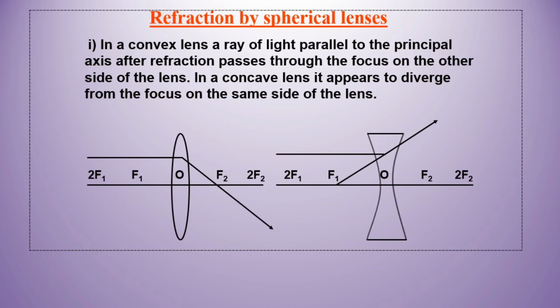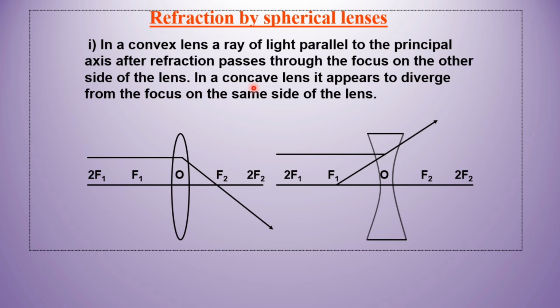So, refraction by spherical lenses. Here we are going to see some of the image formation in lenses using ray diagrams. For drawing ray diagrams in lenses, like spherical mirrors, we consider any two of the following rays. The first is the convex lens. When we consider a convex lens, a ray of light parallel to the principal axis, after refraction, passes through the focus. This is the focus on the other side of the lens.